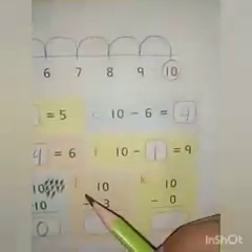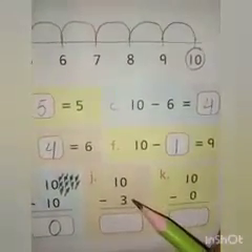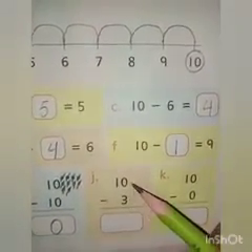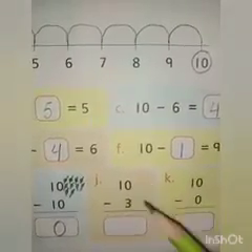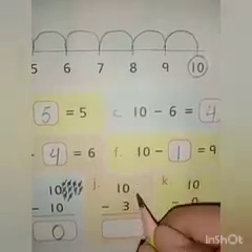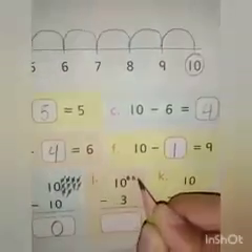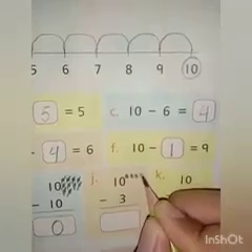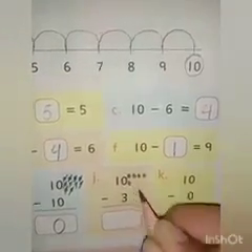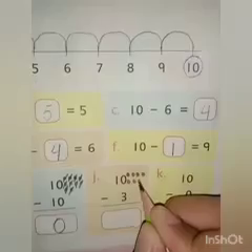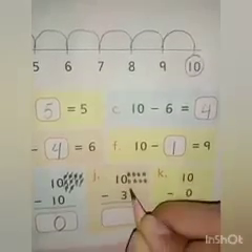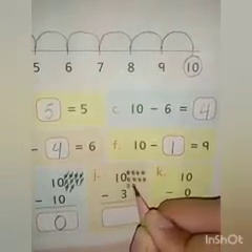Next one, point J. Here we have two numbers, 10 and 3. We are going to subtract these numbers using dots. 10 is bigger number and we have to draw 10 dots here. 1, 2, 3, 4, 5, 6, 7, 8, 9 and 10.